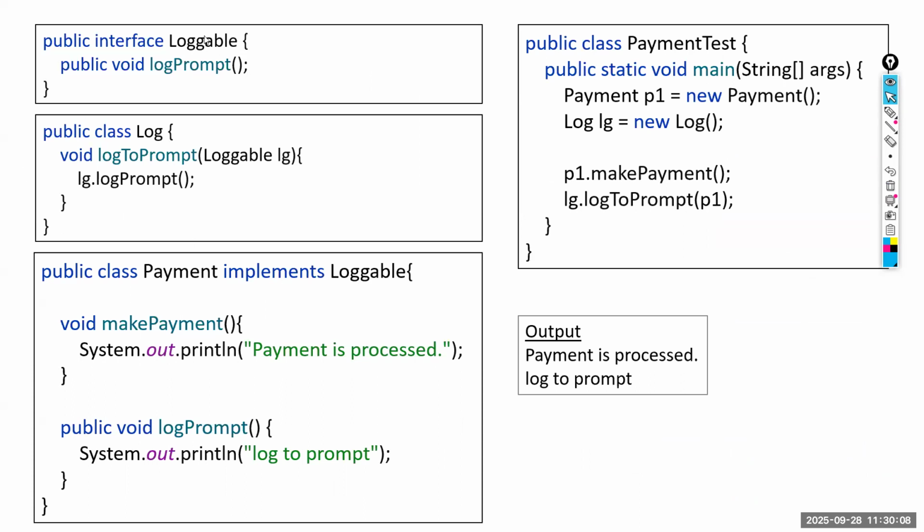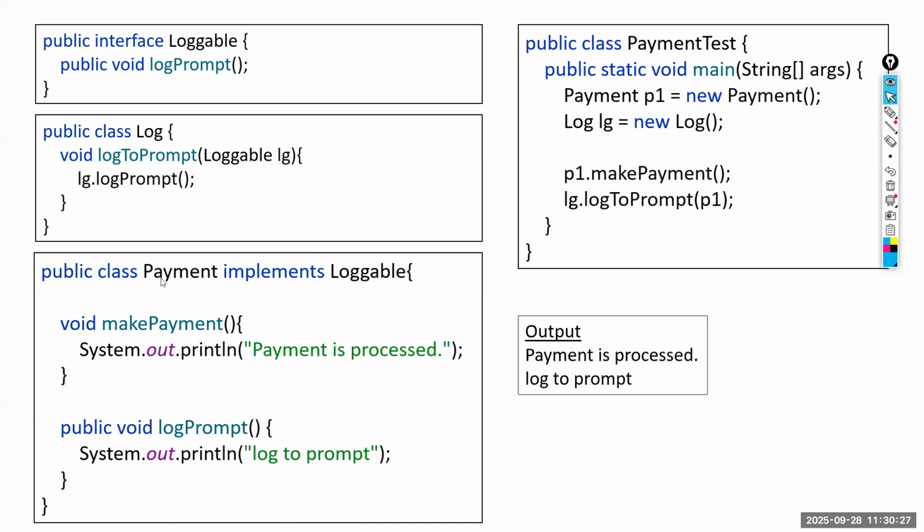So this is an interface, Loggable. It has one method, and your Payment has implemented Loggable. That means your Payment can log. Payment can log its actions. Why? Your Payment is a Loggable.